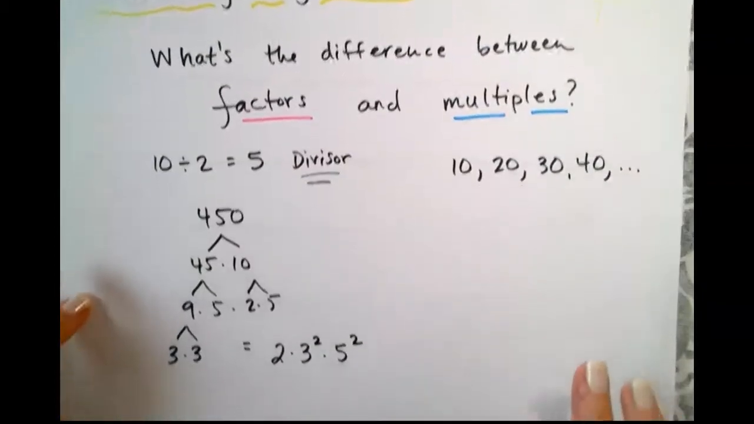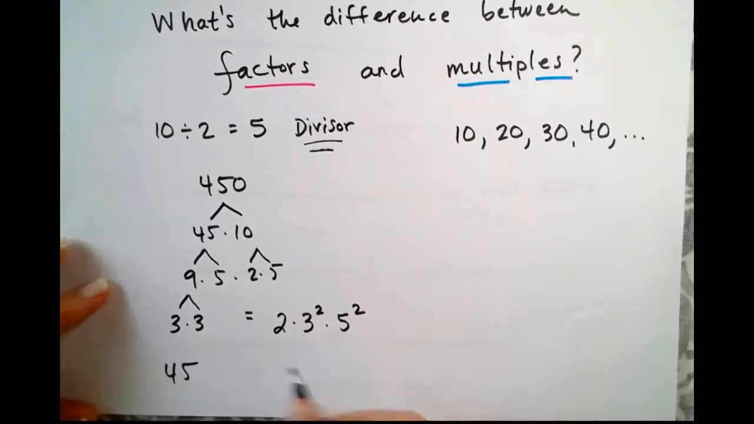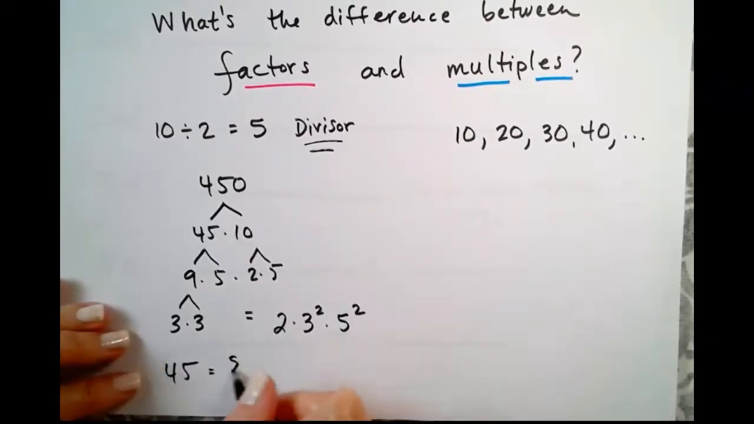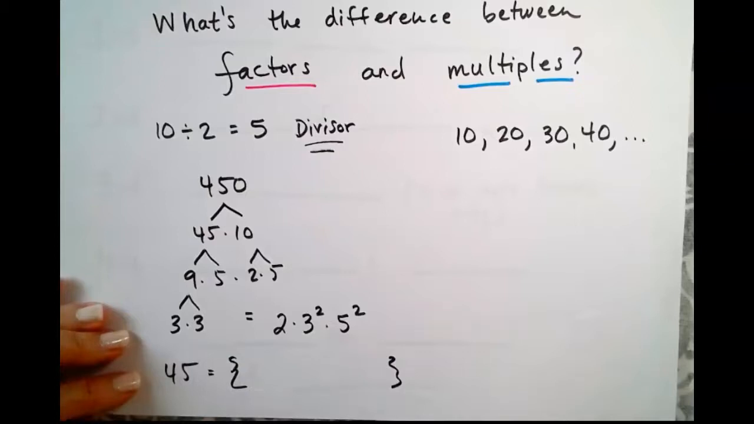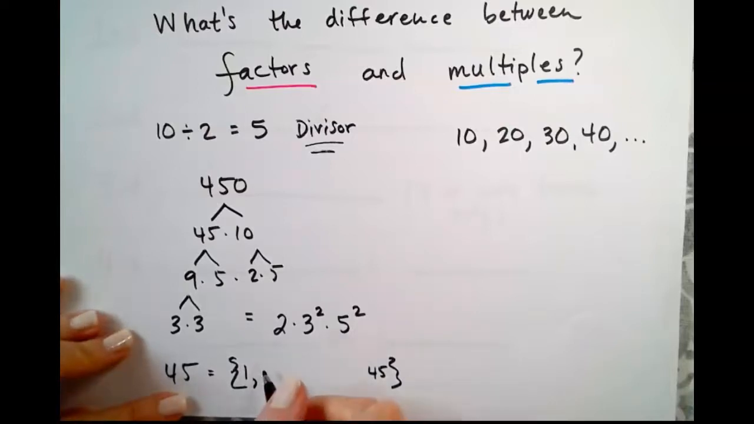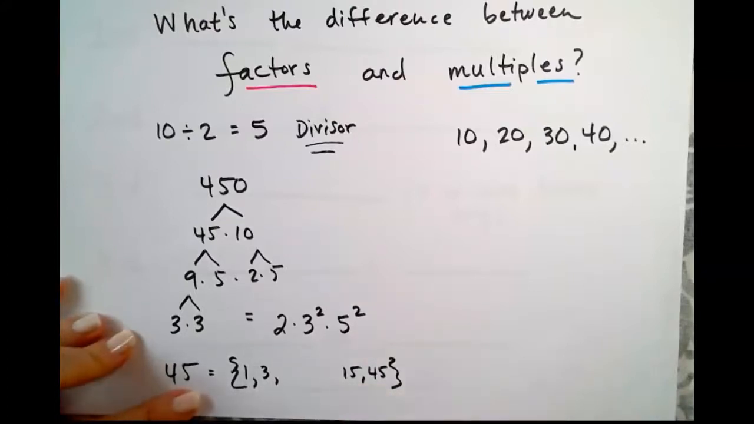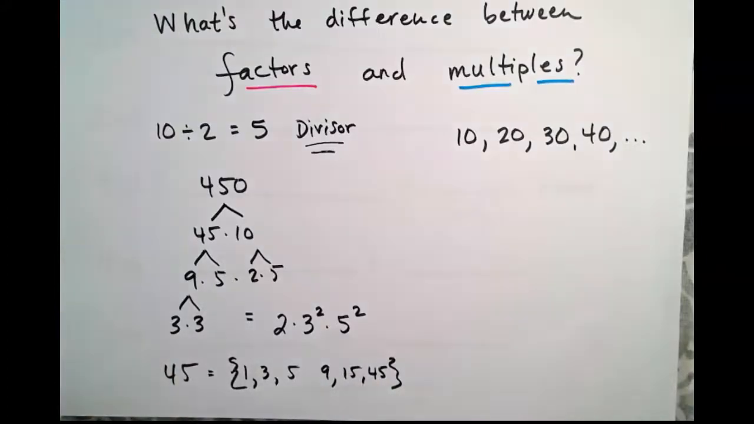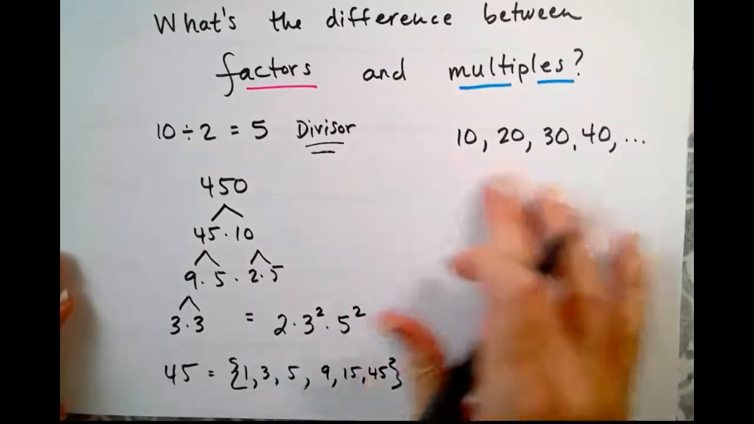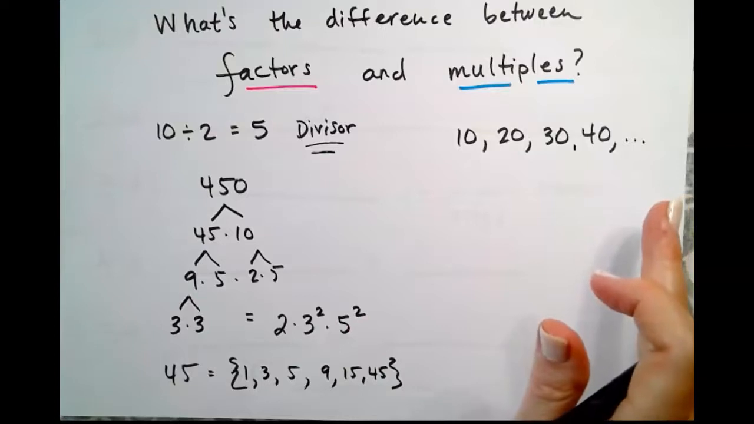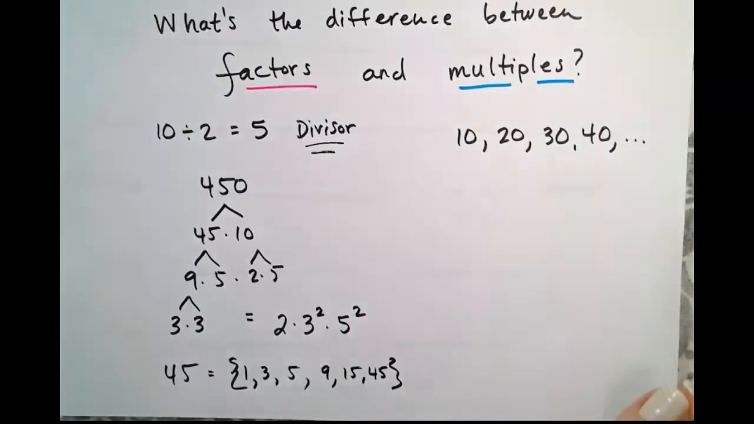If we look at just the number 45, that's something that we can easily manage those factors. And I'll write them in a roster notation here. 1, 45, not divisible by 2, 3 times 15, and then not divisible by 4. 5 times 9, not divisible by 6, not divisible by 7, not divisible by 8. We're done. So factors have a finite amount. Multiples have an infinite amount. So that's the biggest difference between factors and multiples.